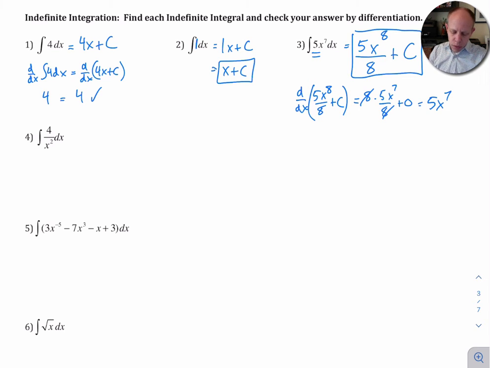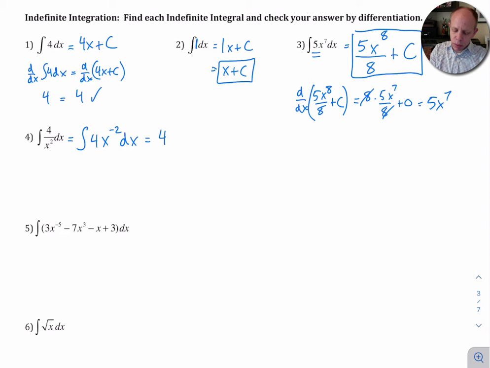Let's try example 4. We have the antiderivative of 4 over x squared. Now, we said there was no quotient rule, so this fraction can cause a problem for us. We need to rewrite this as a power function. The way we do that, just like we did before, is move the exponent into the numerator by making it negative. So you have 4x to the negative 2. And this is going to work just great.